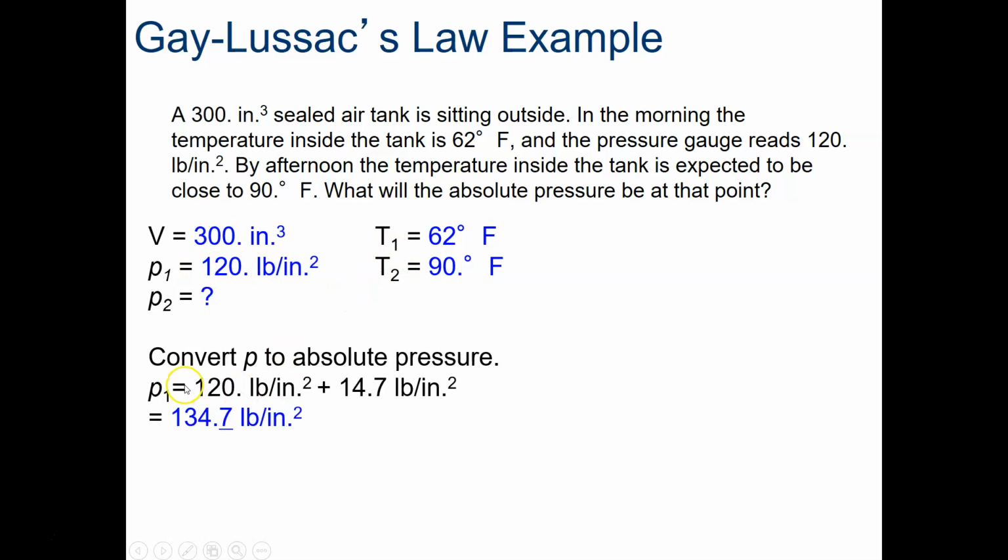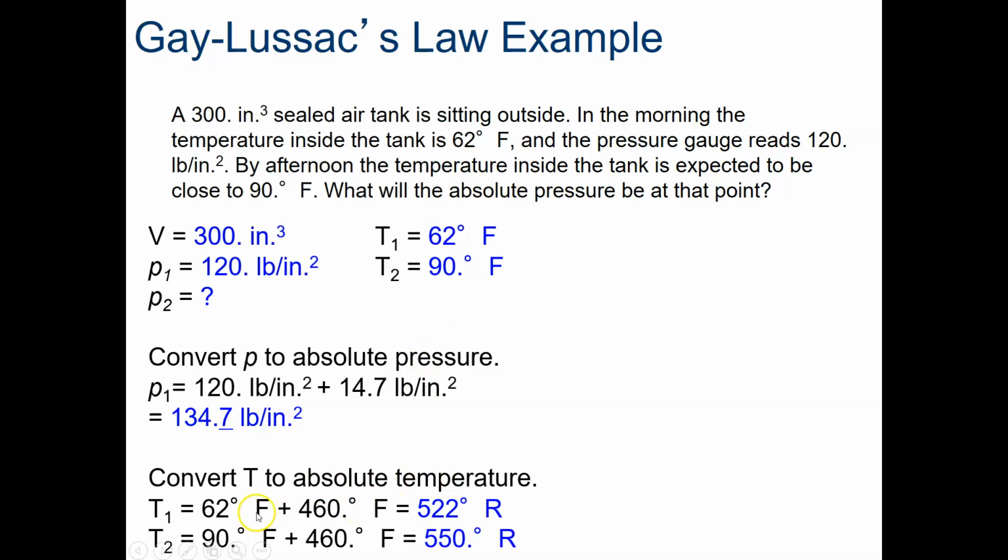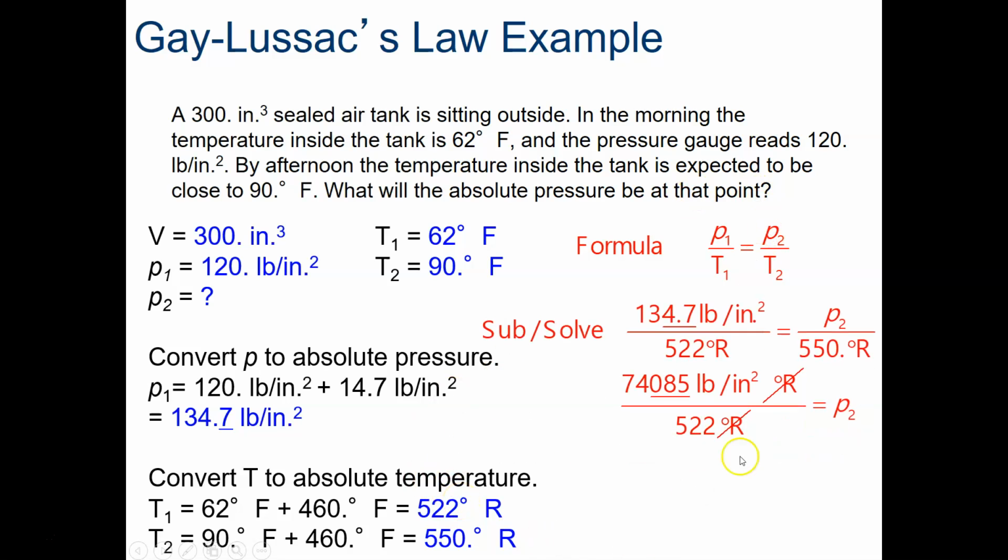So we're going to have to convert our initial pressure, the gauge said 120. Add in the atmospheric pressure, so that's going to give us 134.7. Also, we're going to convert our temperatures to absolute temperature by adding 460 to get those in degrees Rankine instead of Fahrenheit. And then we'll simply use our formula. We take 134.7 and divide by our initial temperature of 522 and set that equal to P2 divided by 550. And again, if you just cross multiply and solve, we get a final pressure of 140 psi.